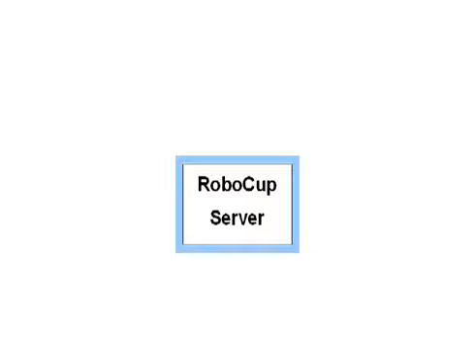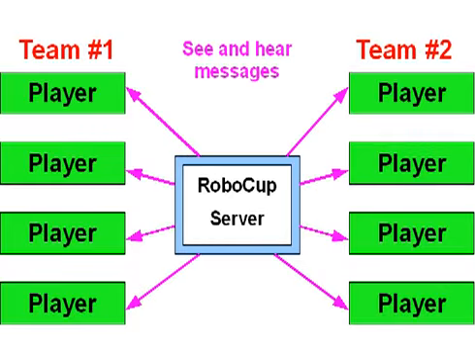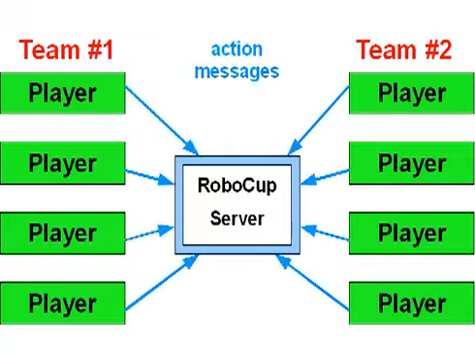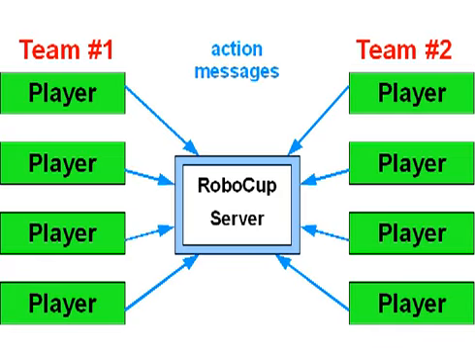In simulated RoboCup soccer, the server simulates a soccer game, handles communication with the players, and enforces the rules of the game. The players connect to the server and receive information about what they can see and hear at regular time intervals. In response, they can perform actions like kicking the ball, dashing, and turning.